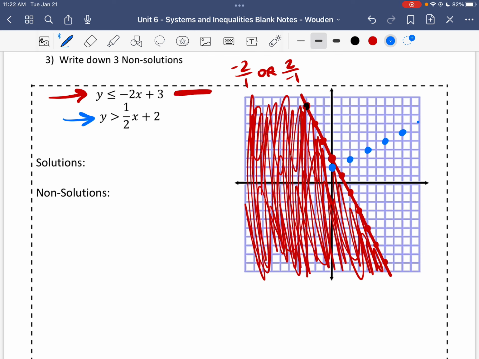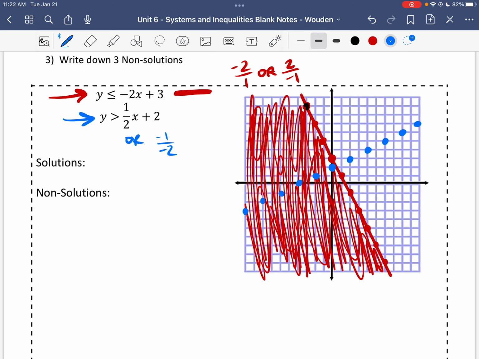Keep doing that until you hit the edge of your plane. So 1/2 is my slope, or -1 over -2, which is the inverse slope. Down 1 to the left 2, down 1 to the left 2, all the way until you hit the edge of the plane.